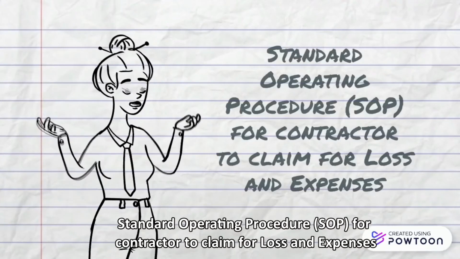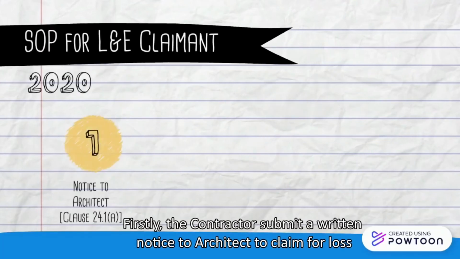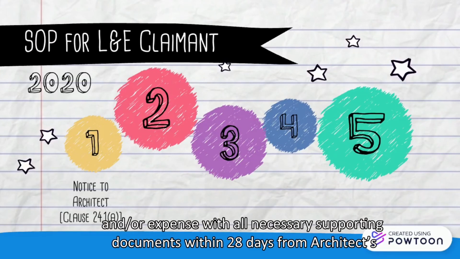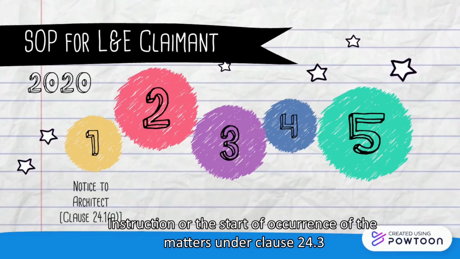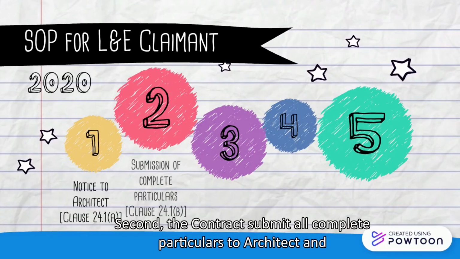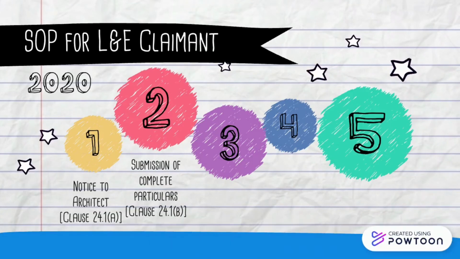The SOP for the contractor to claim for loss and expense. Firstly, the contractor submits a written notice to the architect to claim for loss and/or expense with all necessary supporting documents within 28 days from the architect's instruction or the start of occurrence of the matters under clause 24.3. Second, the contractor submits all complete particulars to the architect and quantity surveyor within 28 days after the matters under clause 24.3 have ended.